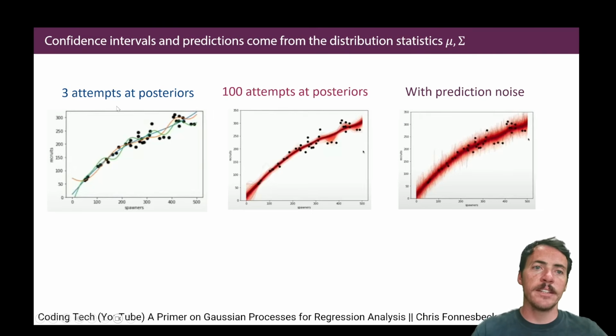Okay. So here's some examples, right? Here's 3 attempts at posteriors where the solid colored lines are us trying to learn that distribution with a bunch of actual data, right? Here's 100 attempts, and then they do it again, but now they are able to add prediction noise. So they're increasing that uncertainty, the aleatoric uncertainty, so they're able to make it fit.